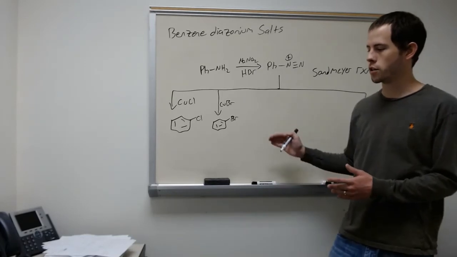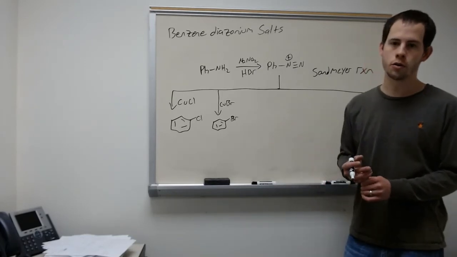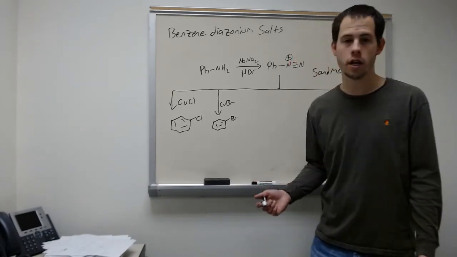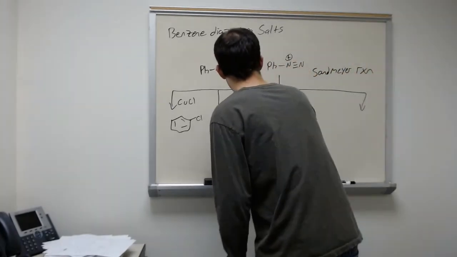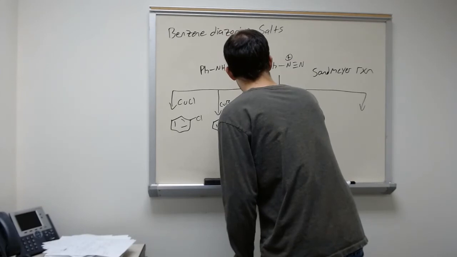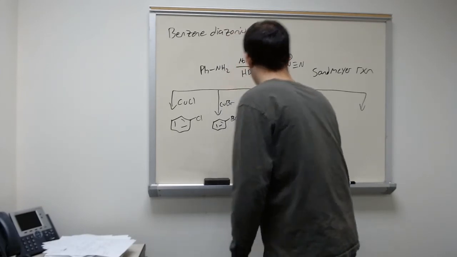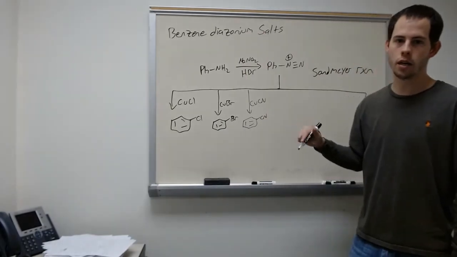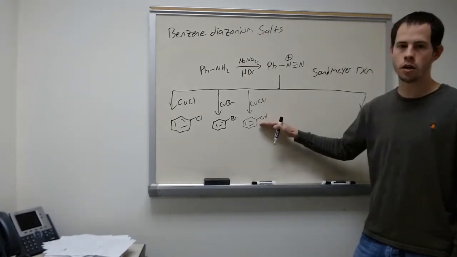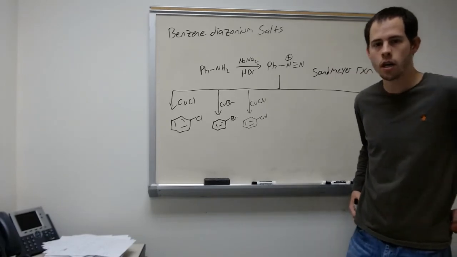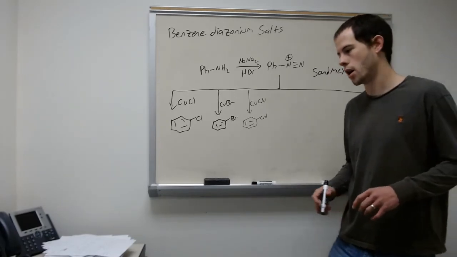Some of the next reactions I'm going to talk about are useful because we don't know any other way to make these kinds of compounds. So we can put a nitrile group on there. We can use copper cyanide, and that puts the nitrile group on there. So we don't know any other way to put a nitrile group on a benzene ring, so this is the best way to do that.